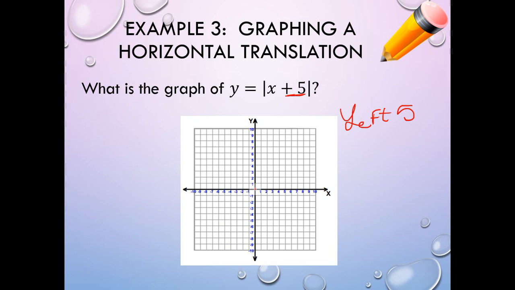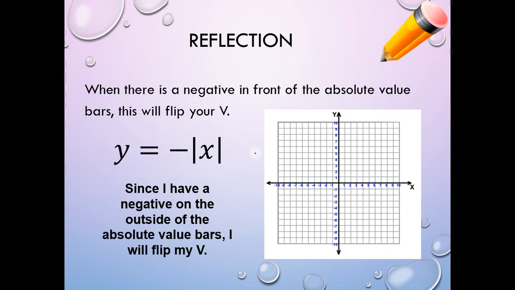So normally I would have started at 0, 0, but I'm going to move left 5 first. 1, 2, 3, 4, 5. Right about there. Now, just like last time, up 1 over 1, up 1 over 1, up 1 over 1, up 1 over 1, and so on and so forth on that side. And then over here, up 1 over 1, up 1 over 1, up 1 over 1, and so on and so on. And I have a perfectly translated V. Notice I don't have to make a table. I don't have to make anything. It is as simple as figuring out your translation.